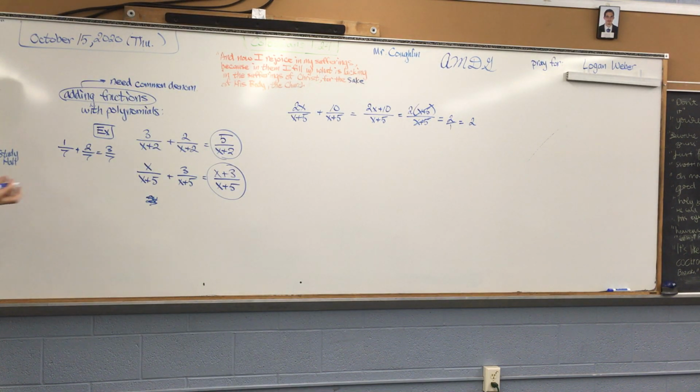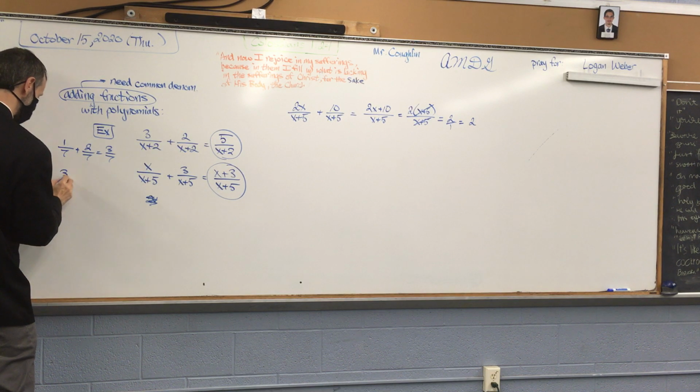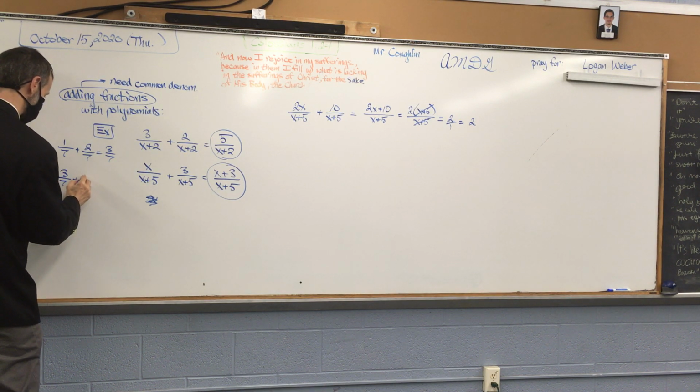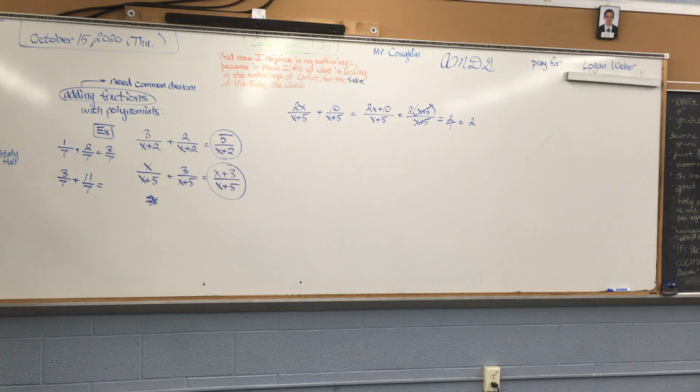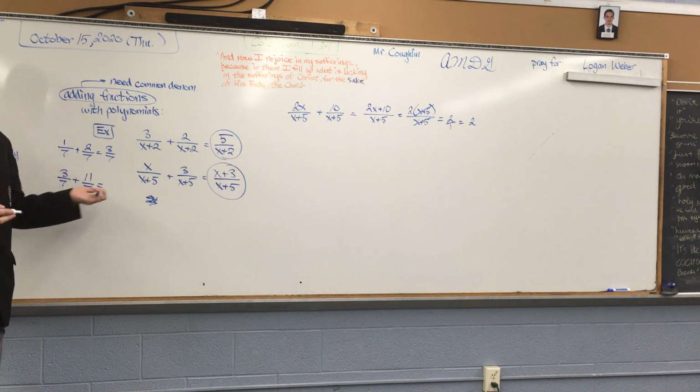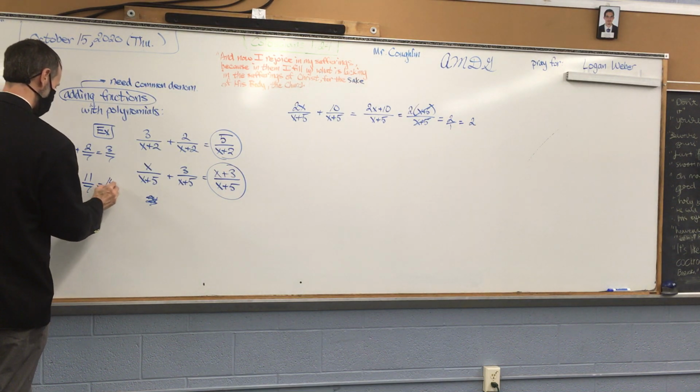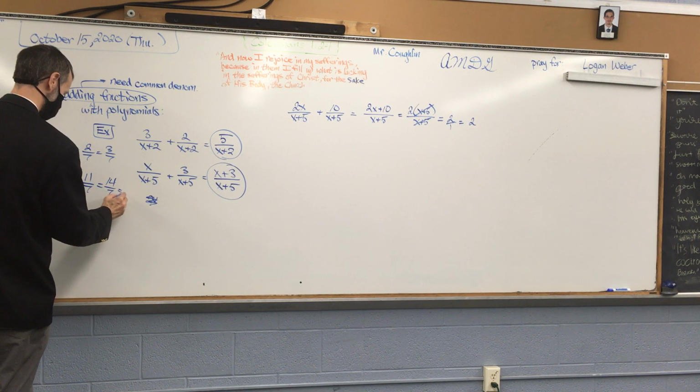In the same sort of way, if you had 3 over 7 plus 11 over 7, can somebody reduce that? First of all, add it for me. Yeah, Elijah. What's 3 over 7 plus 11 over 7? 14 over 7. Does that reduce? Yeah. What is it?